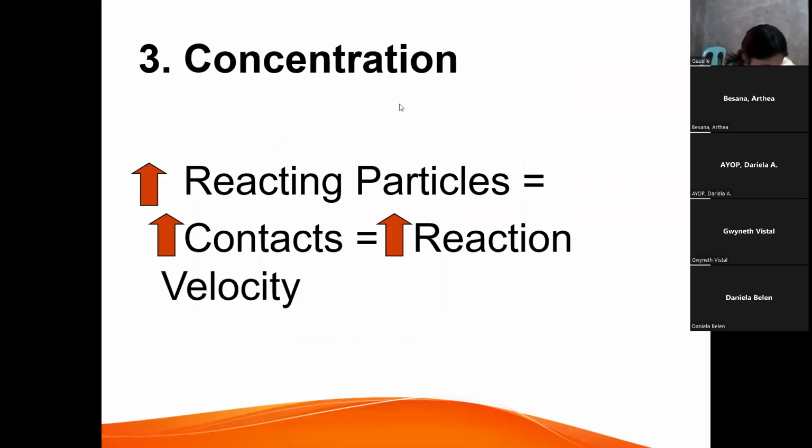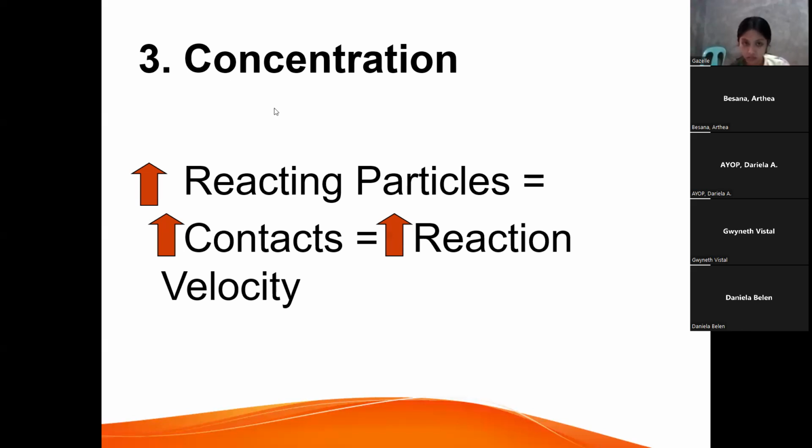And number 3, the concentration. Gaano karami yung particles, yung molecules present. That's the concentration. Siyempre, pag marami ang concentration class, maraming particles involved yun na pwedeng mag-react. And since maraming particles, tataas din yung chance for contact. Okay? And once they have contact, mangyayari si chemical reaction. So pag mas malaking chance, that will result to the increase in the speed of reaction.